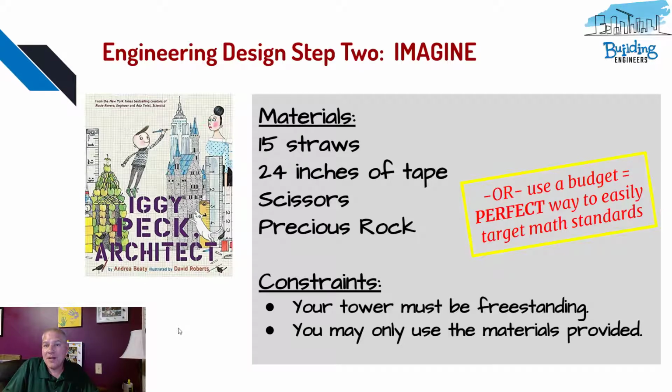Another great way in this imagine stage is to really use a budget. In this example, you've got 15 straws, 24 inches of tape, and scissors. In other ways, you can add a budget to this. For example, if you're working on two-digit addition, you could have each straw be worth $13 or 13. You could have each foot of tape be worth $2.56.